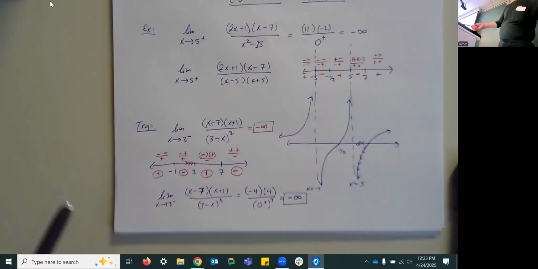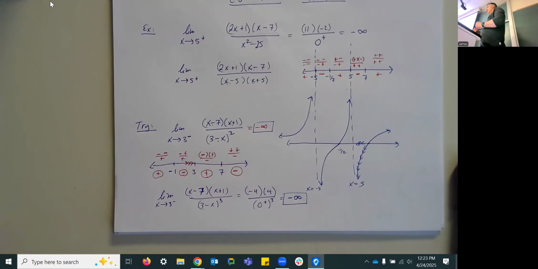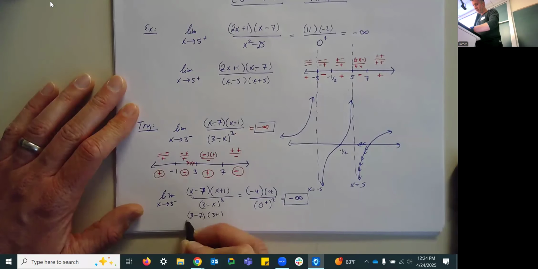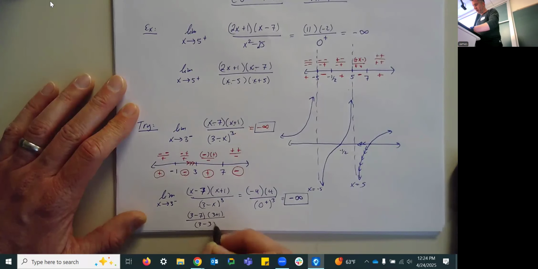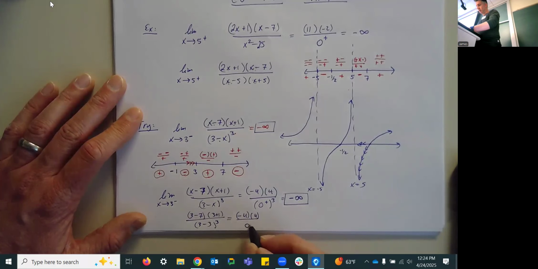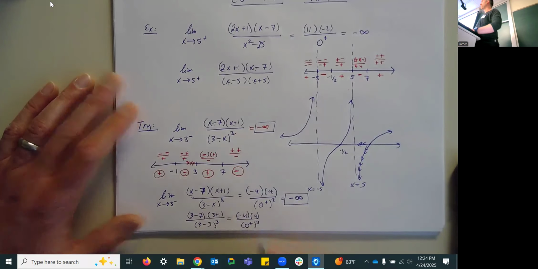So questions about either of these things before we do other things? Yeah. So one more time. The -4 here. So what I'm doing, like I usually do with a limit, the first thing I almost always do is I just plug in the 3. So I'm plugging in the 3 here and I'm getting 3 minus 7 times 3 plus 1 divided by 3 minus 3 cubed, which is then becoming, well, 3 minus 7 is -4. 3 plus 1 is +4. And the bottom is a 0, but it's a slightly positive number. That's how I'm getting that.